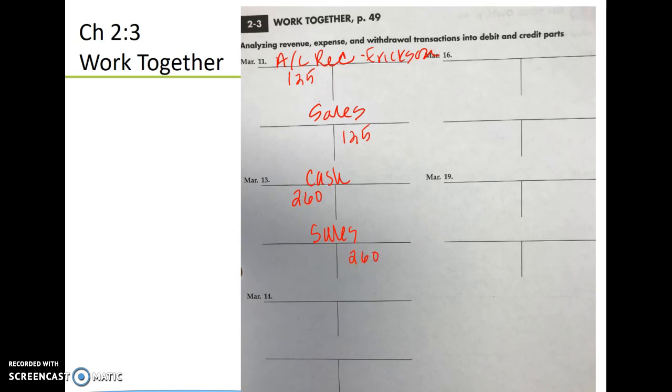Our next transaction. Paid cash for telephone bill, $54. So what two accounts are affected? My utilities expense, and I got to pay for it with my cash. Well, in this case, my cash is decreasing because I'm paying a bill, so I have to credit it, which means I'm going to debit my utilities expense because my utility expenses are increasing.